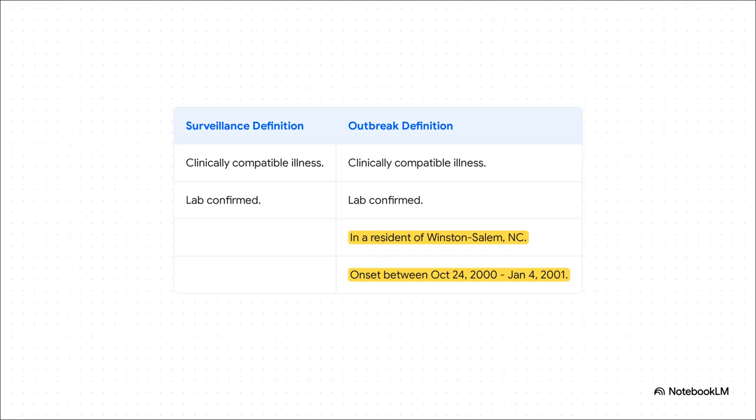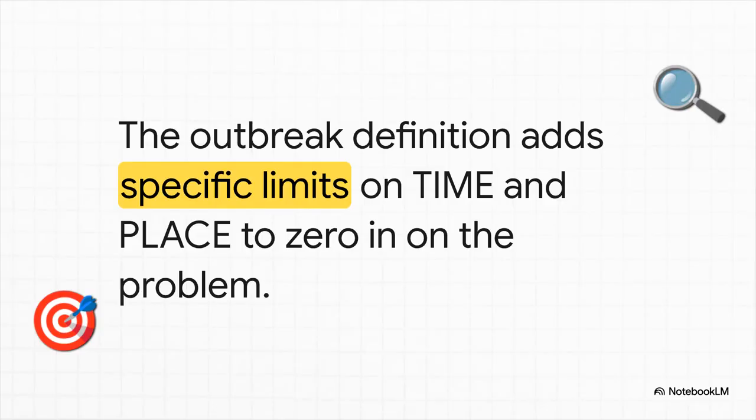Okay, check this out. This is a fantastic example using listeriosis. On the left, you've got your standard everyday definition they use for routine surveillance. It's pretty broad. But look at the right. That's the one they used for a real-deal outbreak investigation. See what they added? And that right there, that is the secret sauce. The outbreak definition gets laser-focused. By adding strict limits on time and place, investigators can filter out all the other random cases of listeriosis happening around the country and zoom in only on the ones that might be connected to this specific problem.